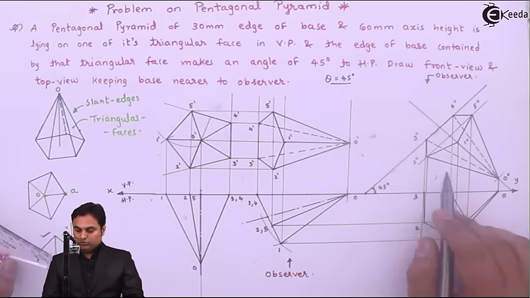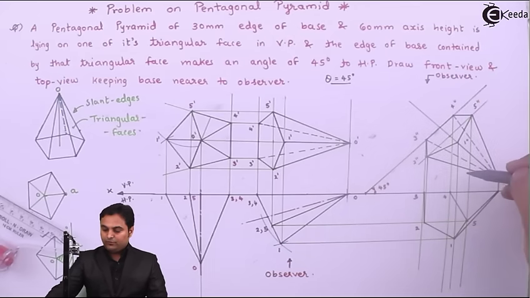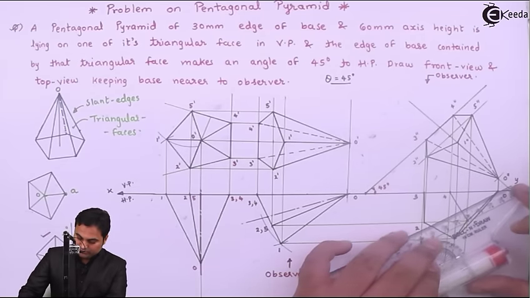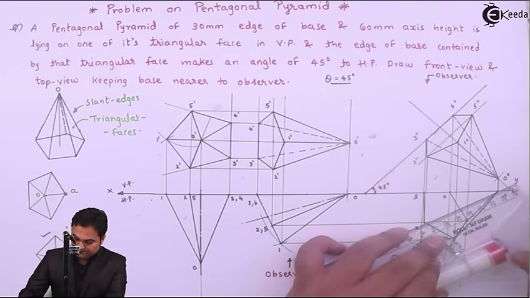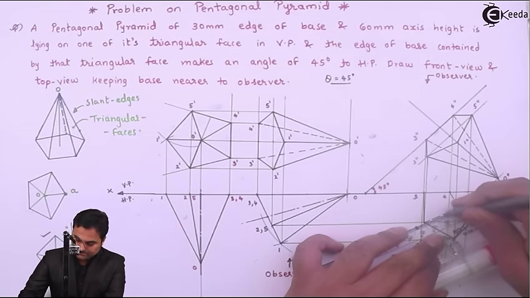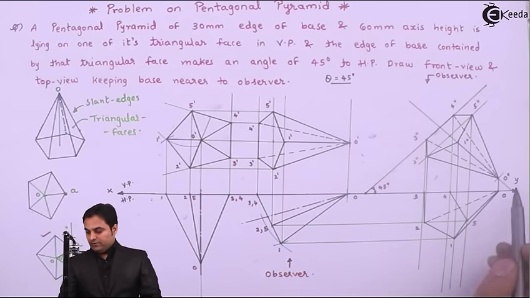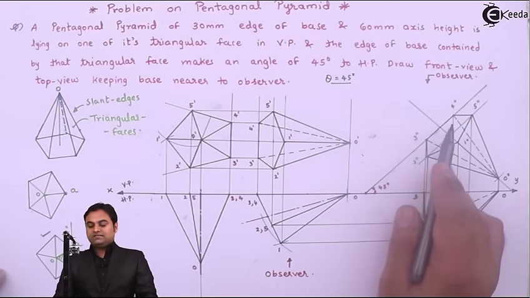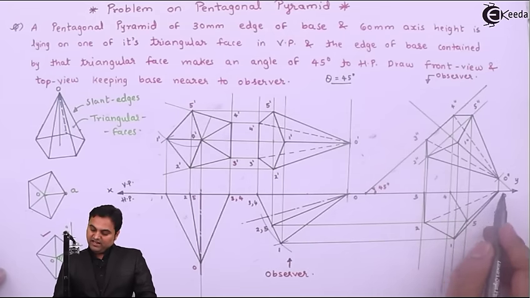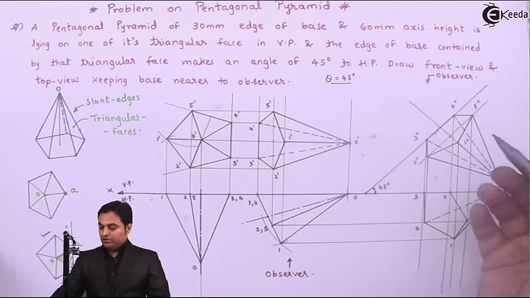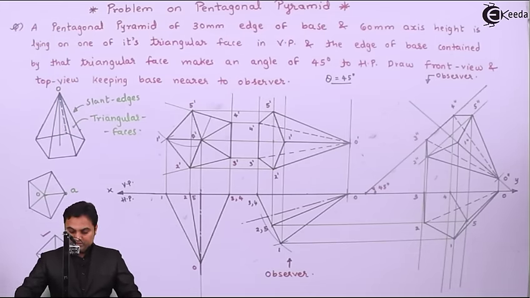Next, edge O double dash 2 double dash is going behind the observer. Observer is here, the edge O double dash 2 double dash is behind, so it will be drawn with the help of dotted line. We can say hidden line. Next, this triangular face O double dash 3 double dash 4 double dash looks like a line in the top view, which is O34. Next, here there is triangular face O41, O45, then O51 and finally O21, which is going behind, so it is not visible. So this is the complete top view.